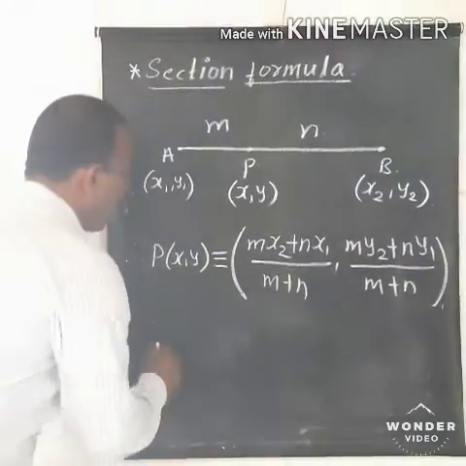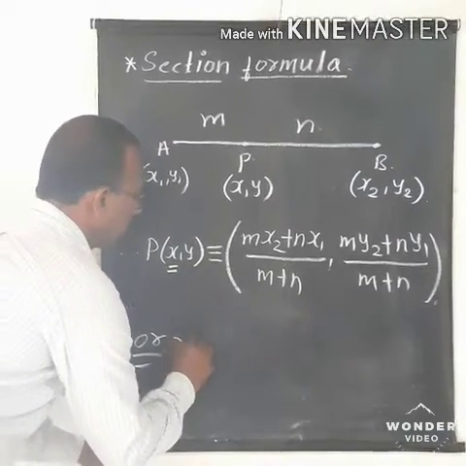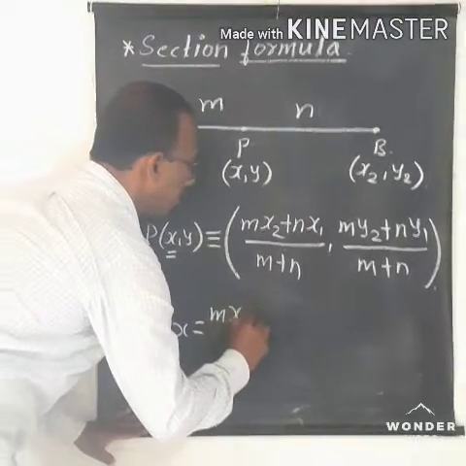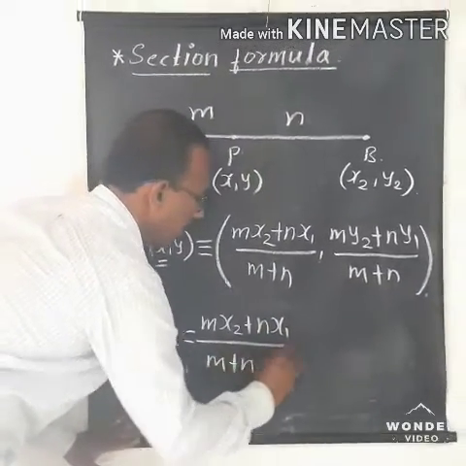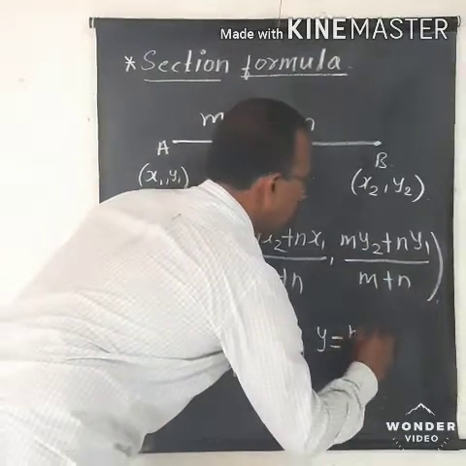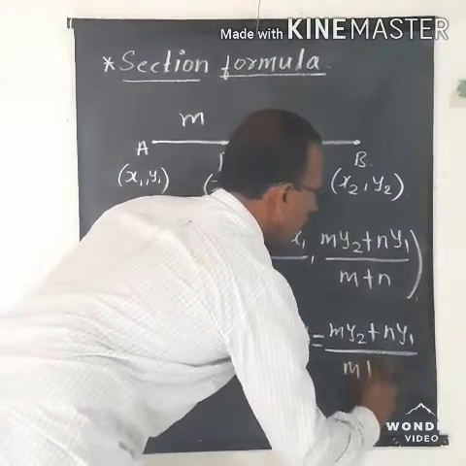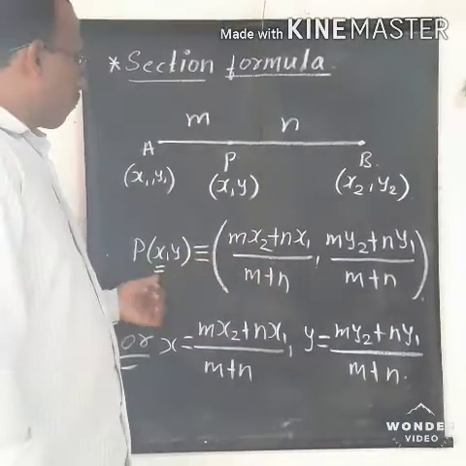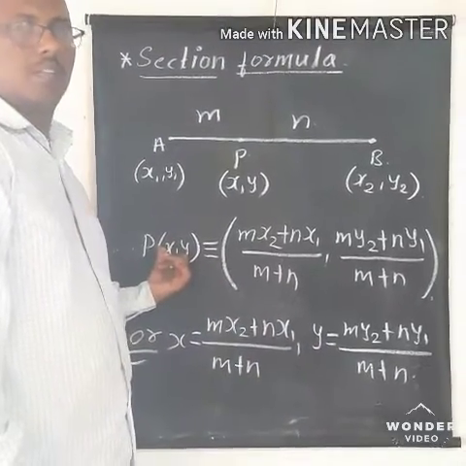In short, we also write it separately. The x coordinate of point P gives this part, that is (m x2 plus n x1) upon (m plus n), and the y coordinate of point P gives this part, that is (m y2 plus n y1) upon (m plus n). Either we can use this formula directly or separately we can find the x and y coordinate of point P.